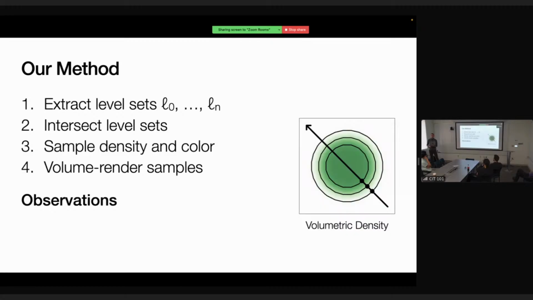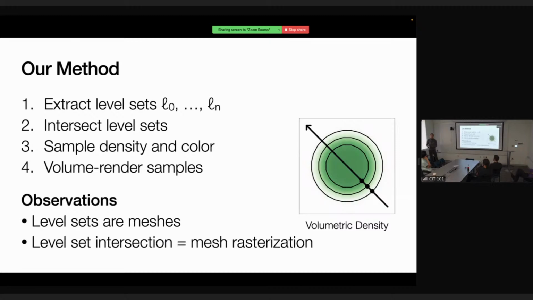And now you may be saying, this is still ray tracing. What does this have to do with mesh rendering? But the level sets are all meshes, and level set intersection, so intersecting a ray and a level set, in this case is the same thing as mesh rasterization.